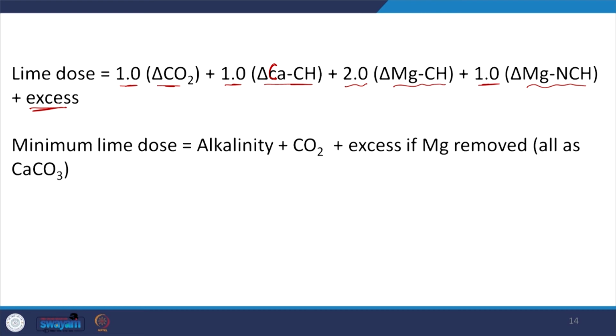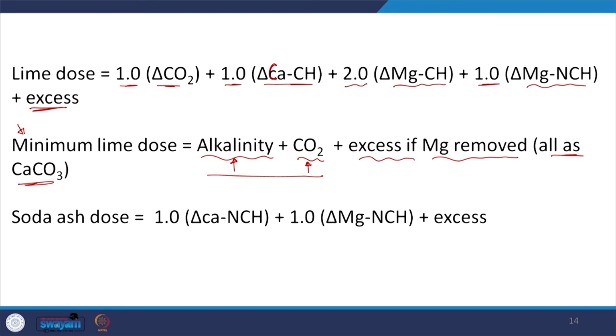What about soda ash? The minimum lime dose obviously will be alkalinity and carbon dioxide, because all the OH minus you are going to add will be taken up by this CO2 or H2CO3, and alkalinity is nothing but acid neutralizing capacity. So, you have to add enough to be able to remove this. This is for the minimum lime dose, and excess will have to be added, especially if magnesium has to be removed. All the units are being expressed as CaCO3. That is something to keep in mind.